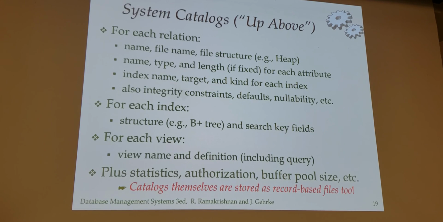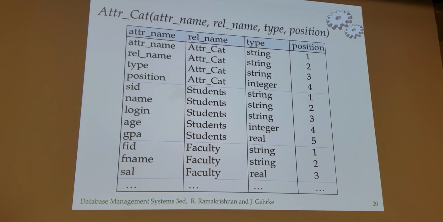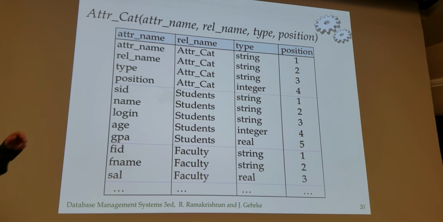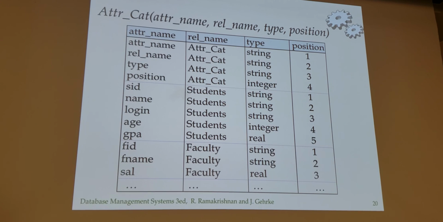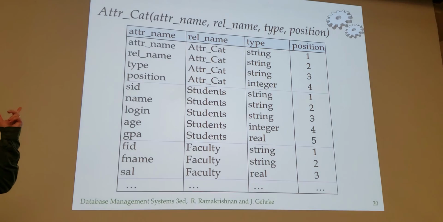And the catalogs are stored as record-based files too. And here's the kind of thing that they look like, where you're seeing students and faculty and the information about them, just some simple information. But you're also looking at things where one of the relations is the attribute catalog. And you have the information about the fields in the attribute catalog inside the attribute catalog. So it really is bootstrapping.